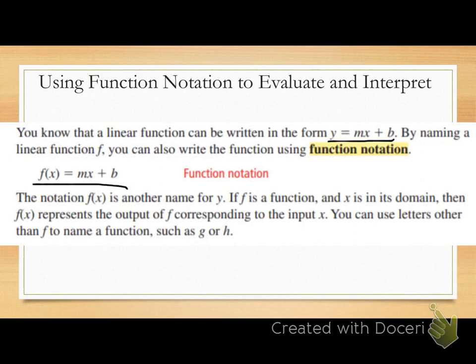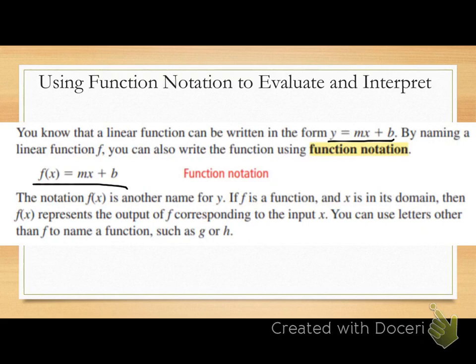It's a function with regards to the variable x. The notation, f of x, is another name for y. So we just treat f of x like y. F of x is just one variable. Does that make sense? We just treat it like y.